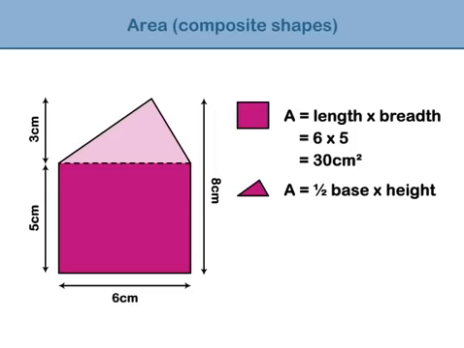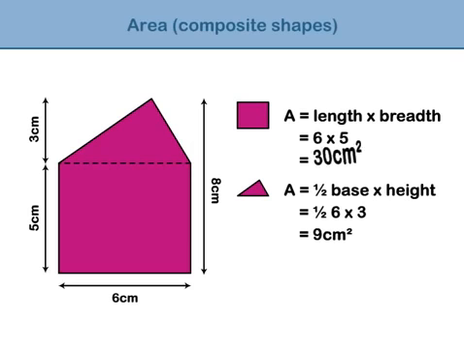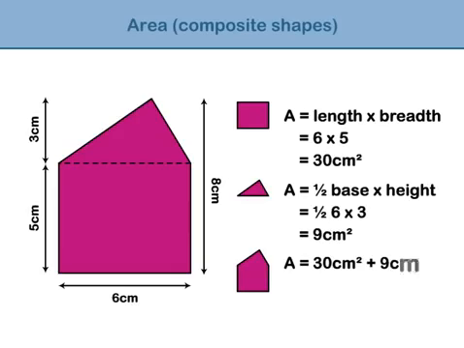Substitute the value of the base and height into the formula. Half times 6 times 3 gives an answer of 9 centimeters squared. The area of the rectangle is 30 centimeters squared. The area of the triangle is 9 centimeters squared. To get the area of the composite shape, add the area of the two separate shapes together. The area of the composite shape is 30 plus 9, which equals 39 centimeters squared.